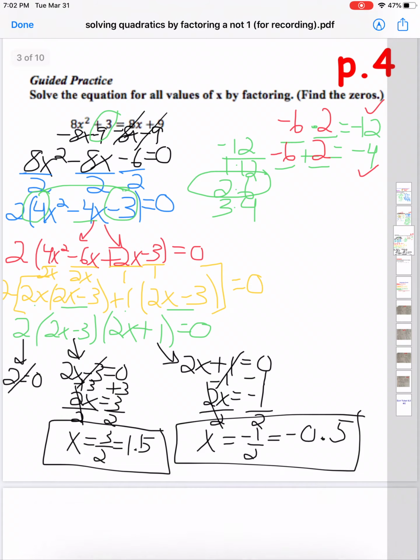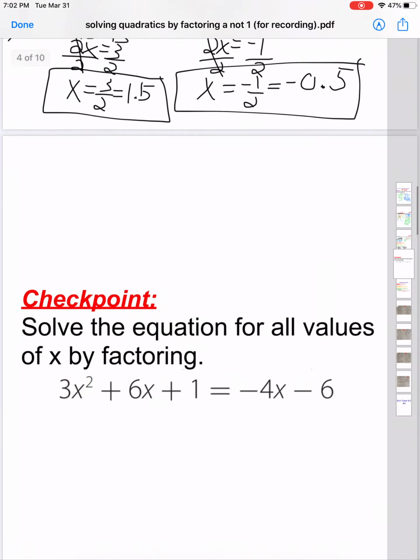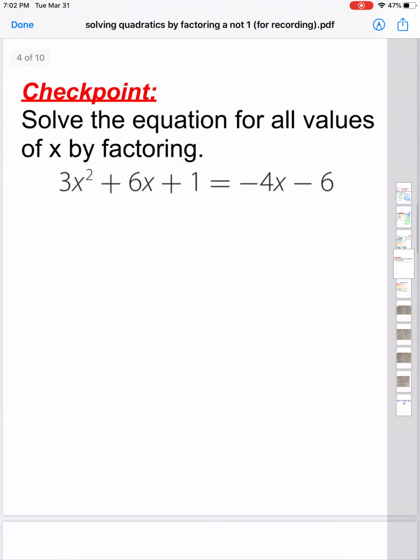Okay, so at this point in the lesson, we've come to our checkpoint question. Here's our checkpoint question. It says to solve the equation for all values of x by factoring. So in this lesson, we're going to ask that you actually take a picture of your checkpoint question because we want to see what your work looked like before you went on to your independent practice. So please pause the video, do your best to answer this question on a piece of paper, then come back to the video to check your work.